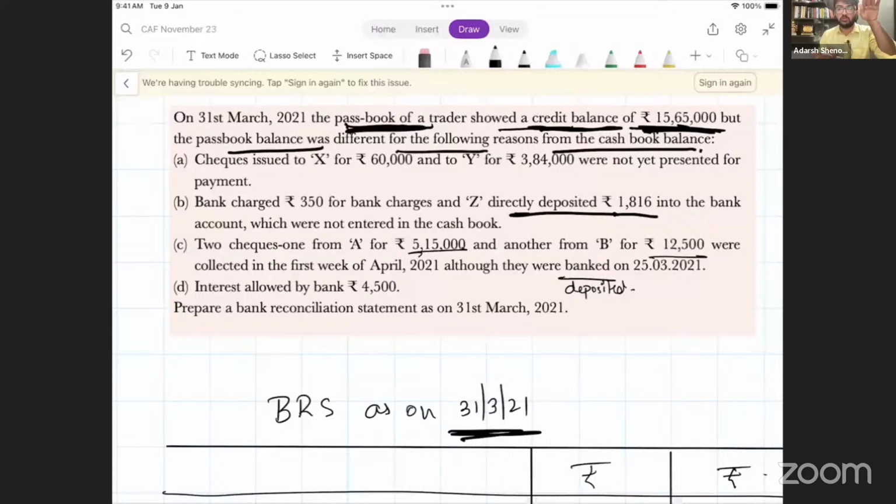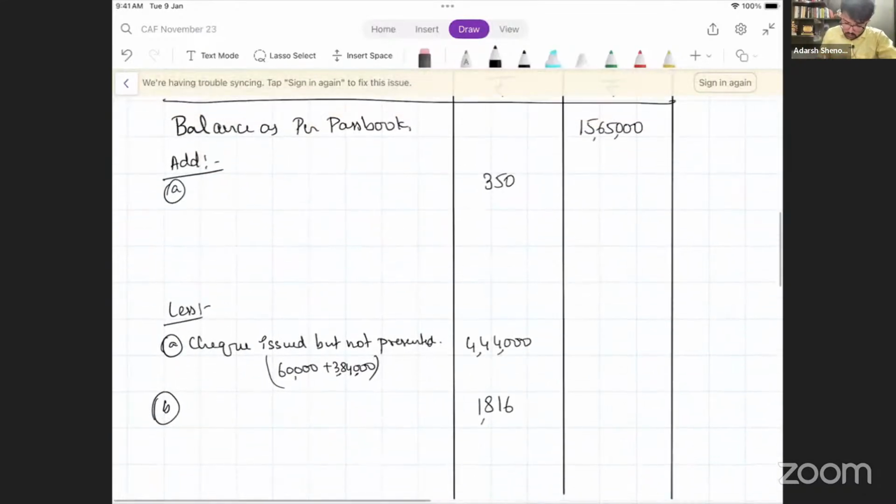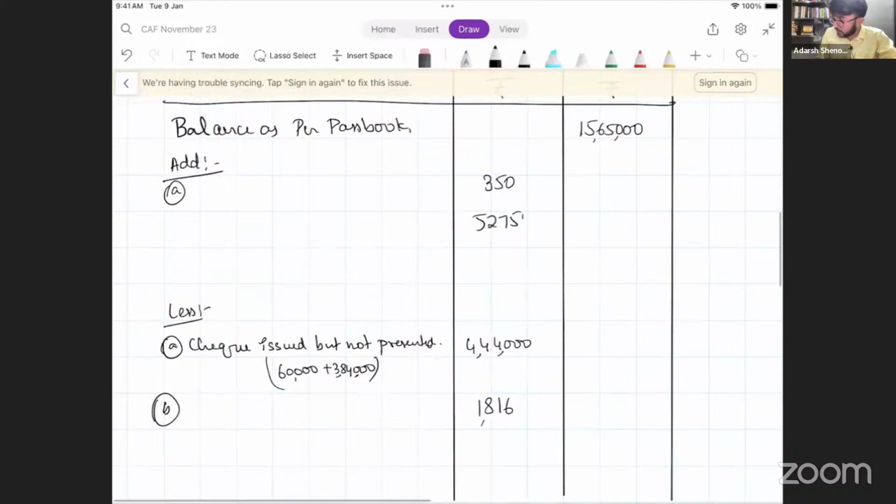So therefore, what should we do? This is how it is. Now I will have to start with the passbook balance, right? The starting point is the passbook balance. So I will have to add 5,27,500.